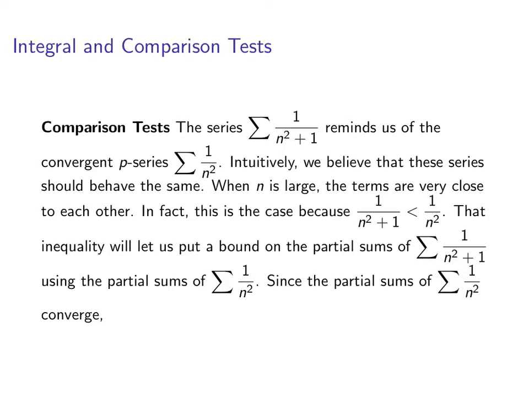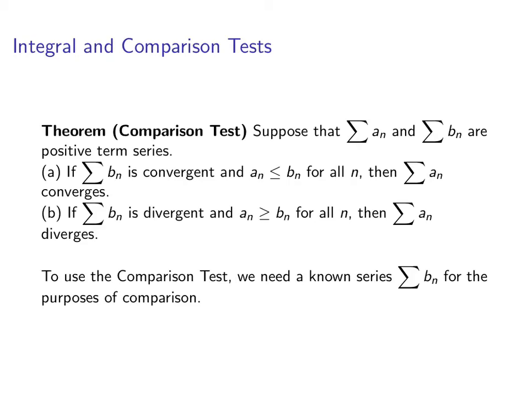Now we know that the partial sums of the sum of 1 over n squared converge, so too must those of the sum of 1 over n squared plus 1. So to codify this, what we're going to have is the comparison test. And so let's suppose that the sum of a sub n and the sum of b sub n are positive term series. We cannot use this if either series has negative terms.